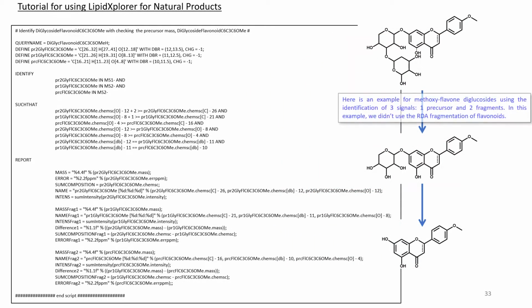Here is an example for a methoxyflavone diglycoside using the identification of 3 signs, 1 precursor and 2 fragments. In this case, we didn't use the heterogeneous order fragmentation of flavonoids just because in our experimental data the aglycone shows itself like a base peak, so we didn't need to go further.